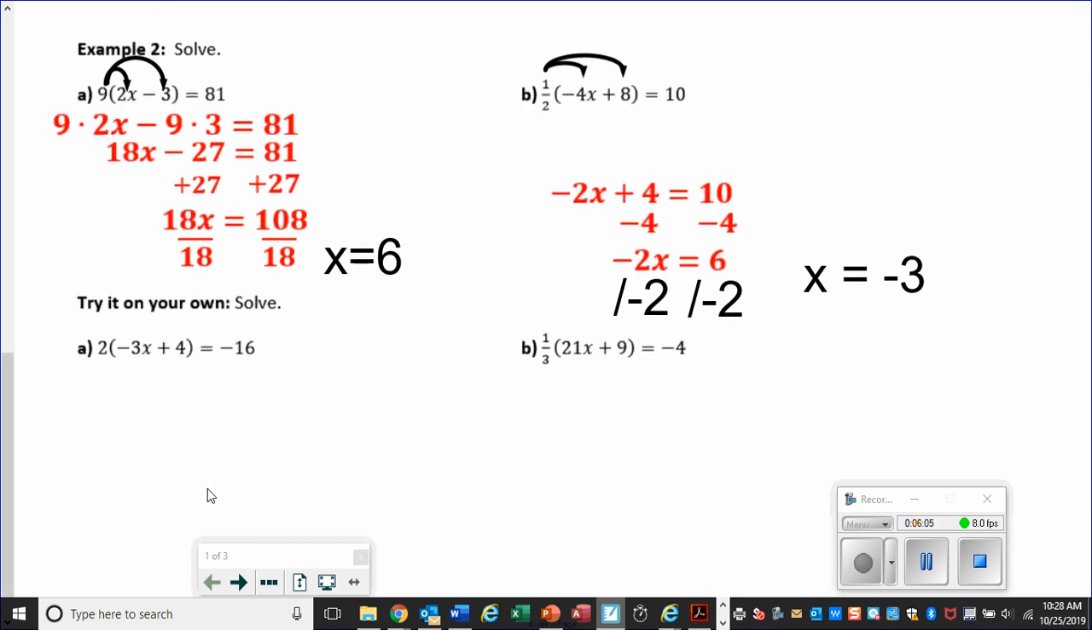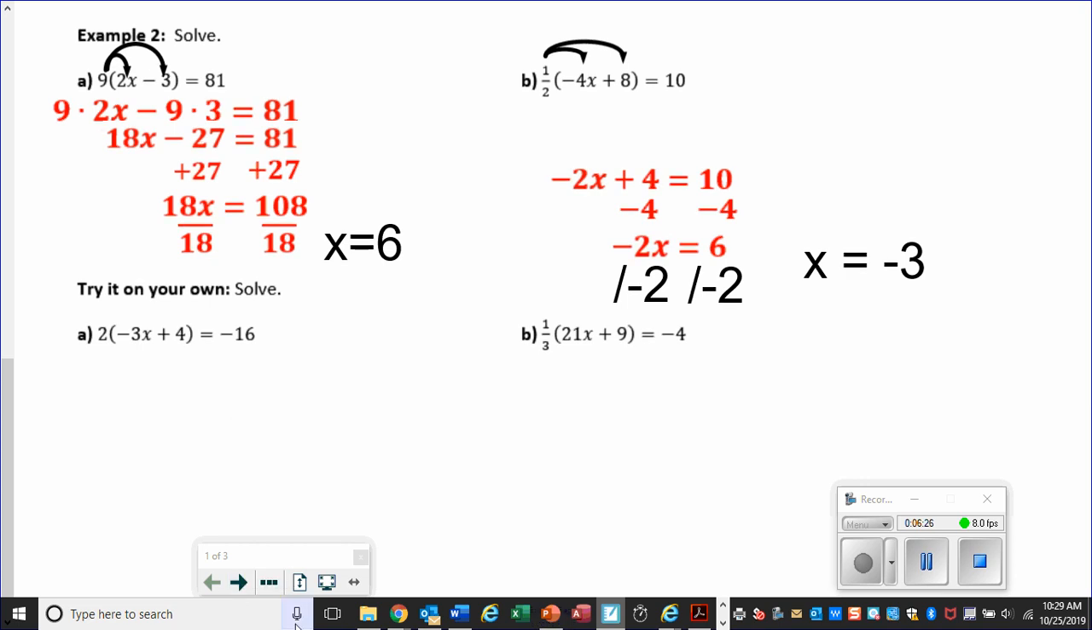So now you guys are going to try these two on your own. I would be careful about changing 1/3 to a decimal, because it will be a repeating decimal. So what you can do is 1 divided by 3 in your calculator, and then don't clear it, just hit times 21 or times 9. Okay?